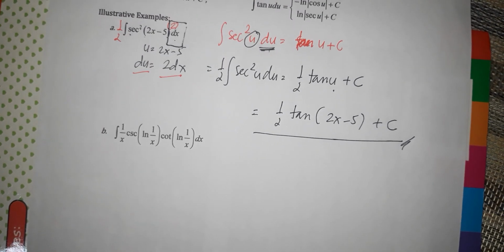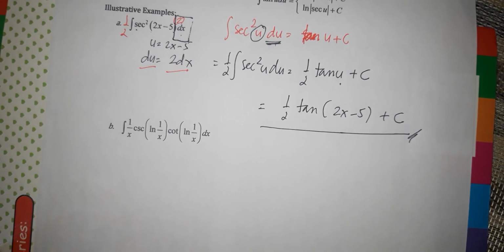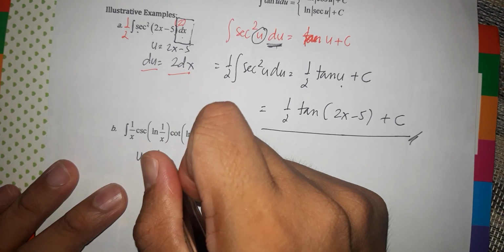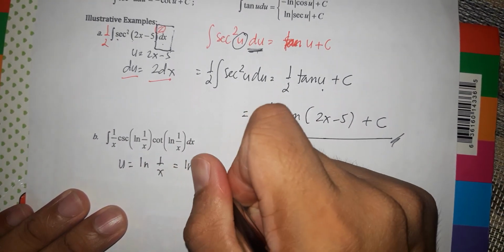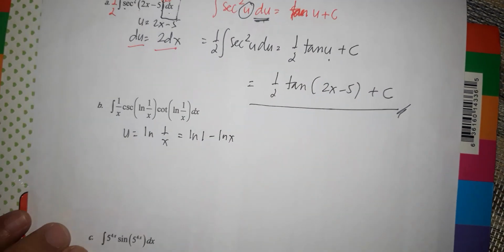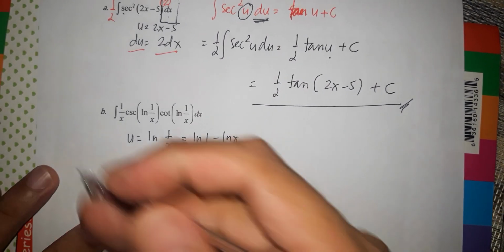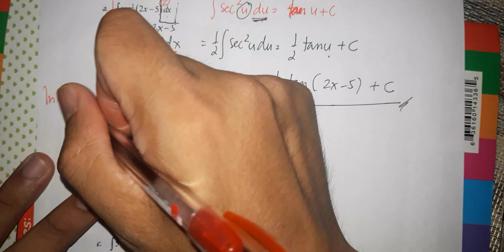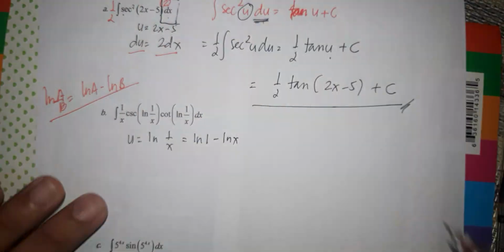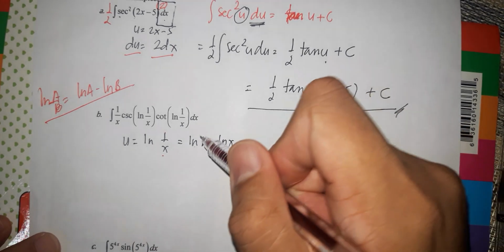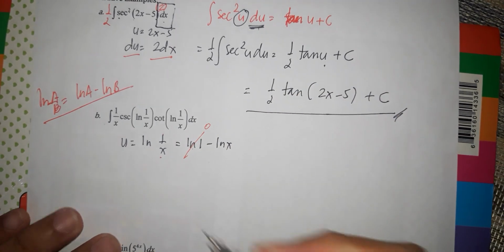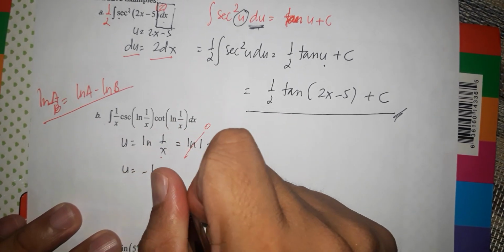For number 2, para mas madali, ilalet natin yung angle be our u. So, let u be equal to ln of 1 over x. This ln of 1 over x can be written as ln 1 minus ln of x using the property ng logarithm. Ginamit nating property, ln of a over b is equal to ln a minus ln b. If this is A and this is B, this is equal to ln of A minus ln B. But ln of 1 is 0. Therefore, your u is simply negative ln x.